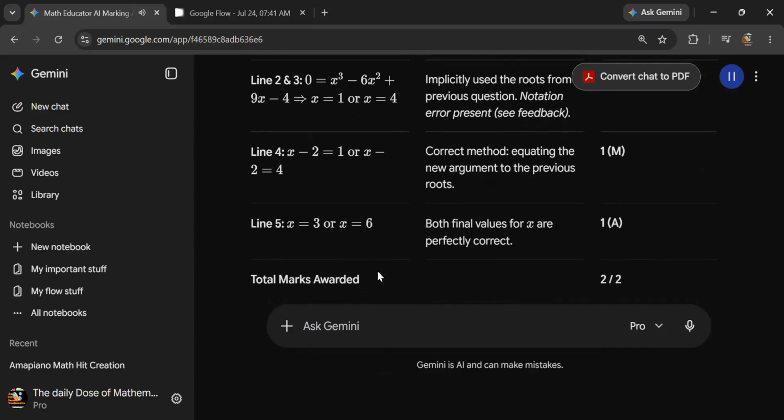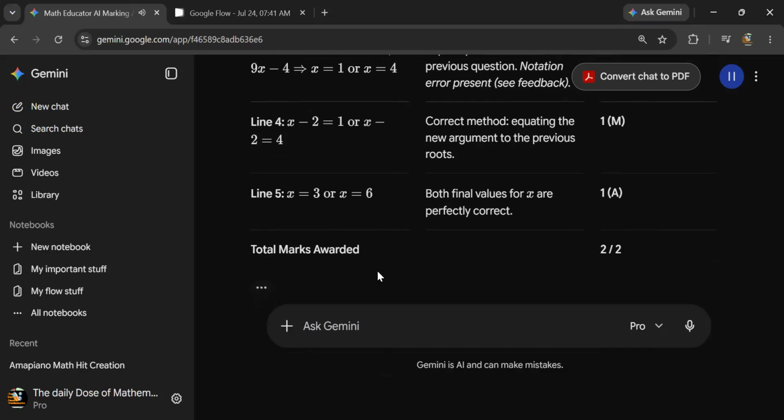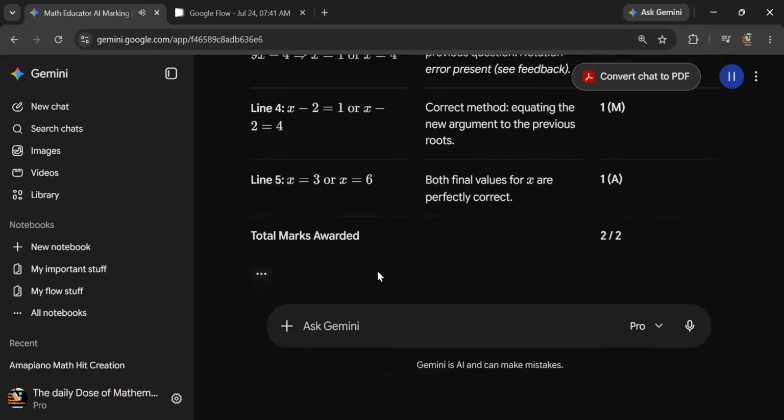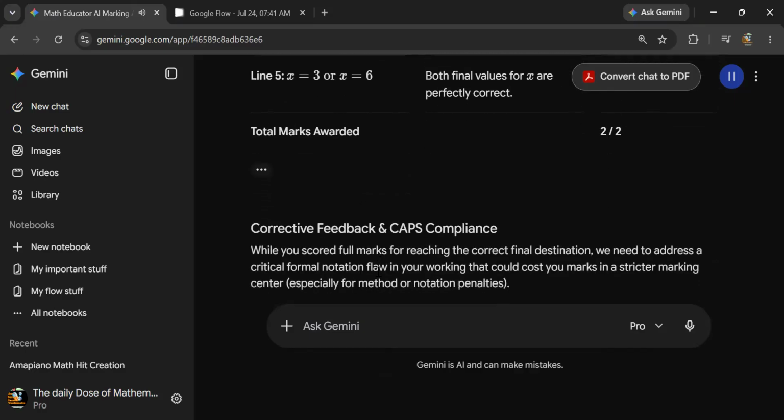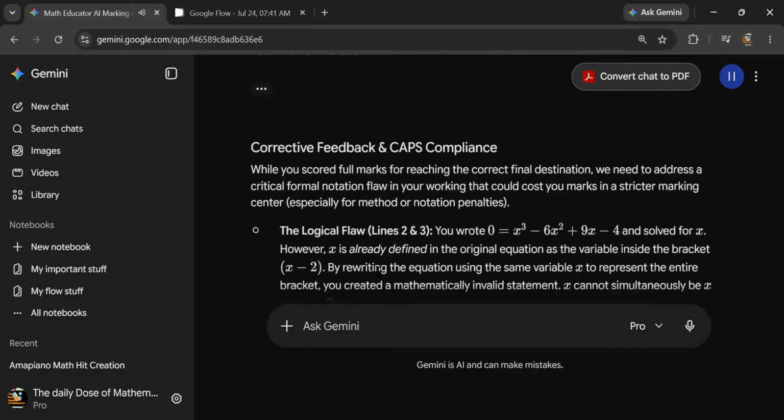Line 4: x - 2 = 1 or x - 2 = 4. Correct method. Equating the new argument to the previous roots. 1 M. Line 5: x = 3 or x = 6. Both final values for x are perfectly correct. 1 A. Total marks awarded: 2 out of 2. Corrective feedback and CAPS compliance.